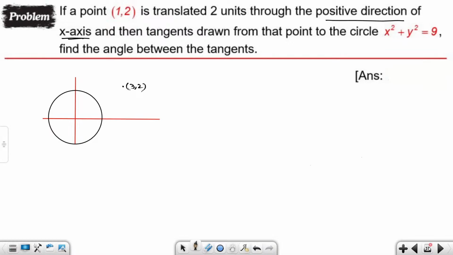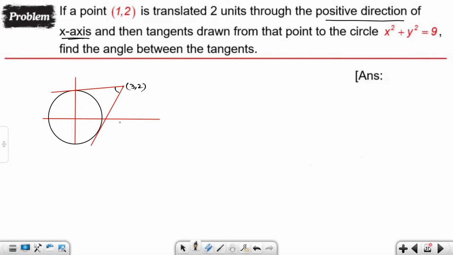Now what they have said is that tangents are drawn from that point to this circle. You have drawn tangents to this circle from this point. So let me draw 2 tangents, like this one is the first tangent, and the second tangent is something like this. Now you have to find out the angle between these 2 tangents.